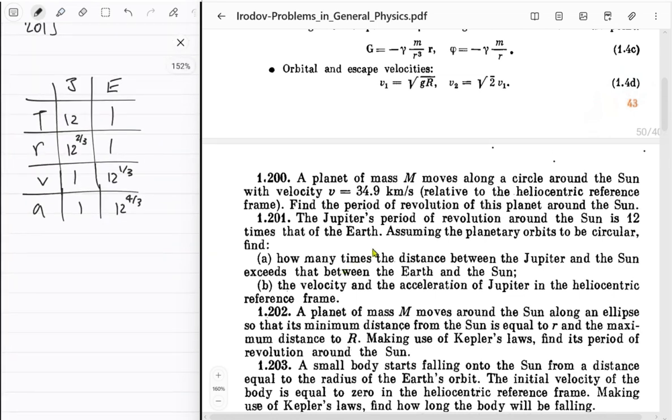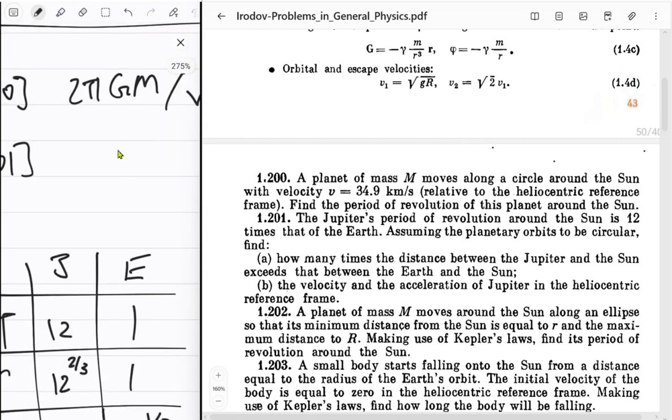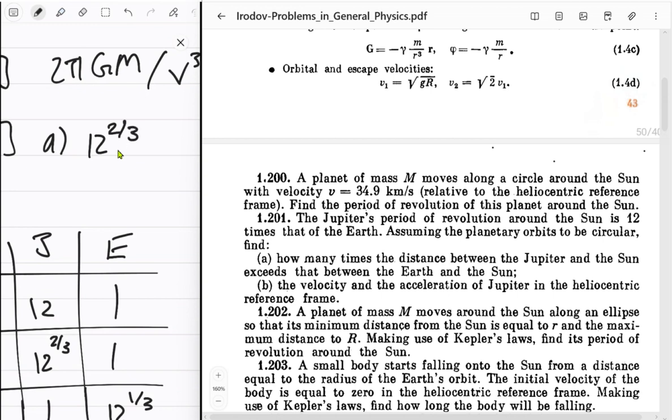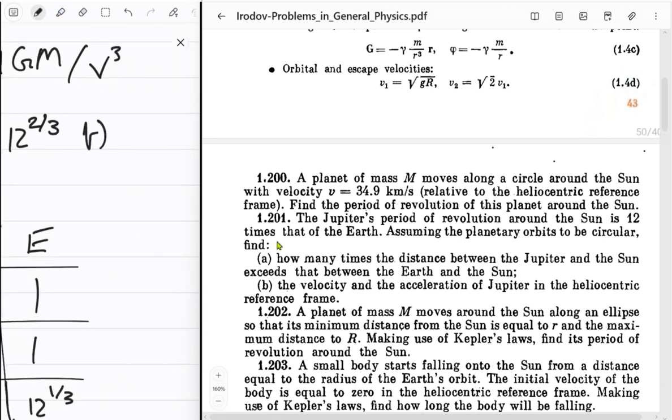So A: how many times the distance between Jupiter and the Sun exceeds that between the Earth and the Sun? You mean a factor, right? So you want r Jupiter upon r Earth. A is pretty easy, it's just 12 to the power 2/3. What about B, the velocity and the acceleration of Jupiter in the heliocentric reference frame?